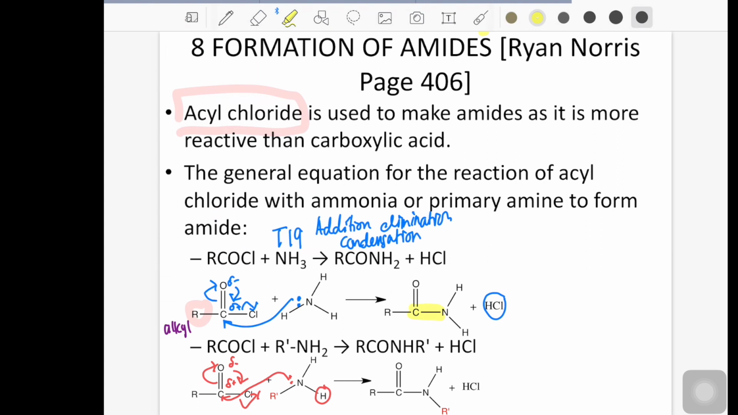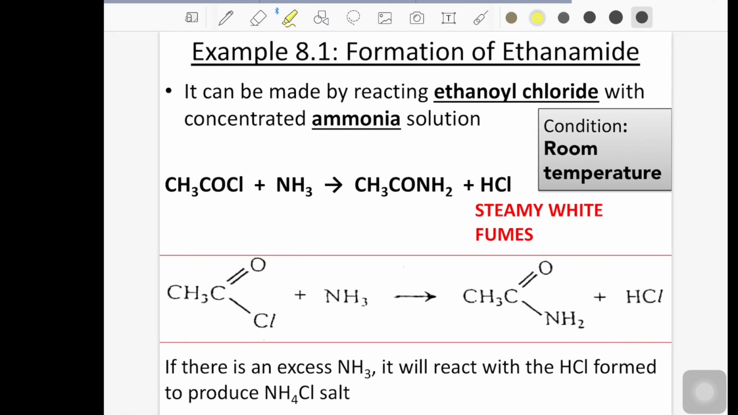But when we look at the product, you see that a C single bond N is a new bond formed. And you still have your R1. R1 will still be there. Hydrogen, and there's 1 hydrogen instead of having 2 hydrogens. So this is a specific example, if you want to form ethanamide. Forming ethanamide means you have 2 carbons.